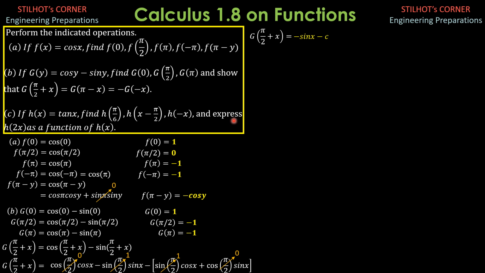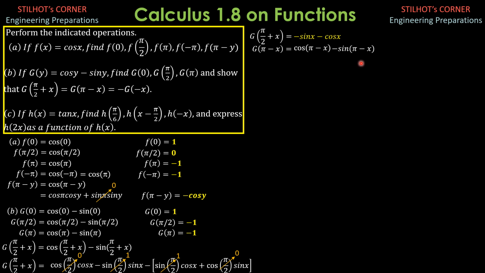And it is the same as negative cosine x minus sine x. Negative cosine x minus sine x. Next, we proceed to g of pi minus x. So g of pi minus x equals cosine of quantity pi minus x minus sine of quantity pi minus x.